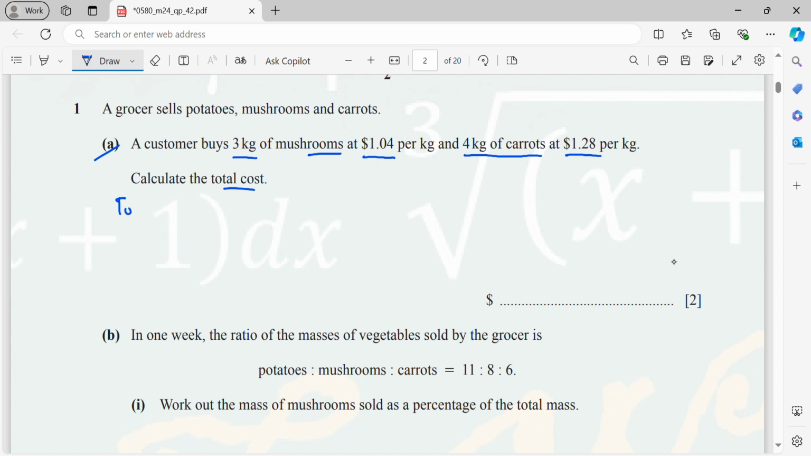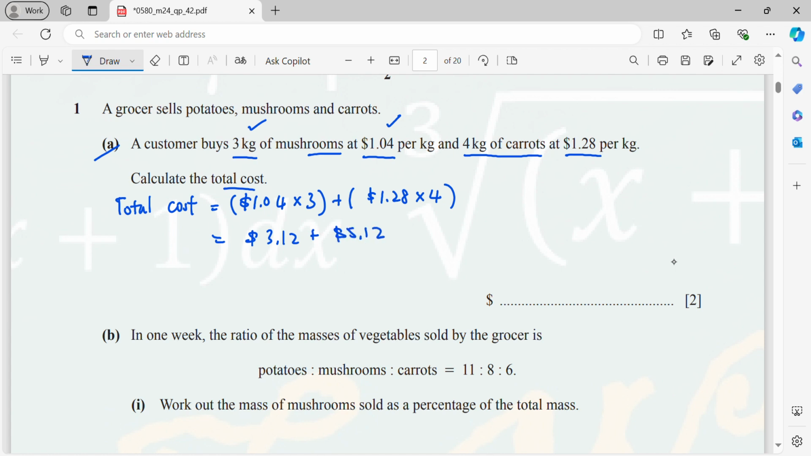So we know that the total cost is going to be 3 kilograms times 1.04, so times 3, then plus 1.28 times 4 kilograms. Okay, then from here you will be getting the answer of $3.12 plus $5.12. So end up with $8.24. So that is the total cost.